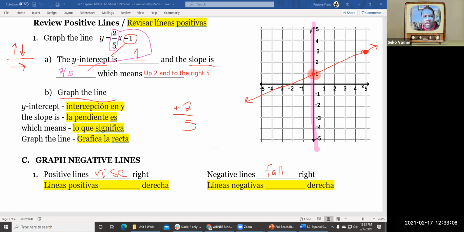Okay. A positive line rises right. I can't use that one. Let me use a different. Yeah, we use this. A positive line rises right, and a negative line falls right.